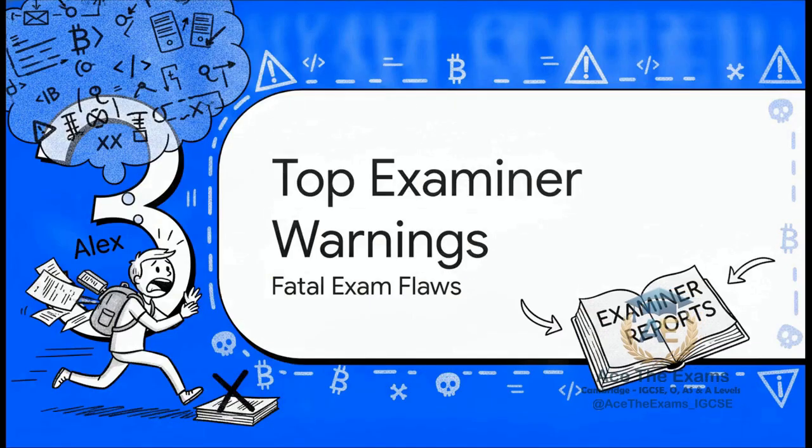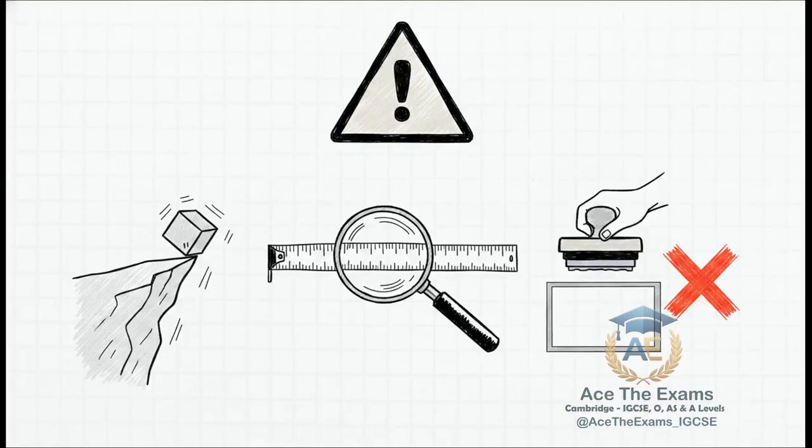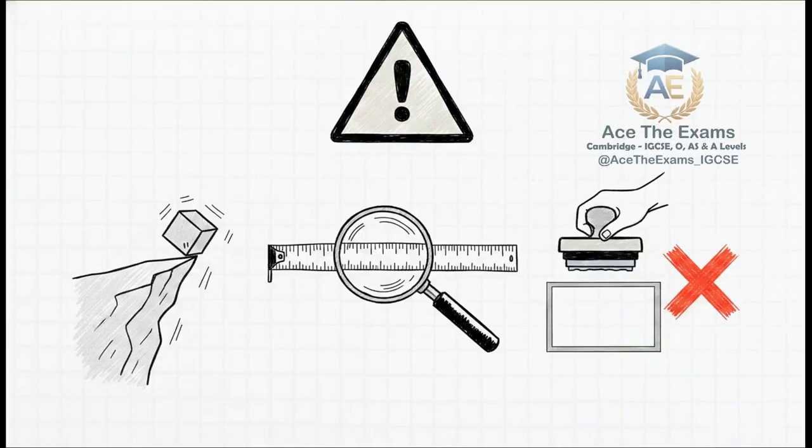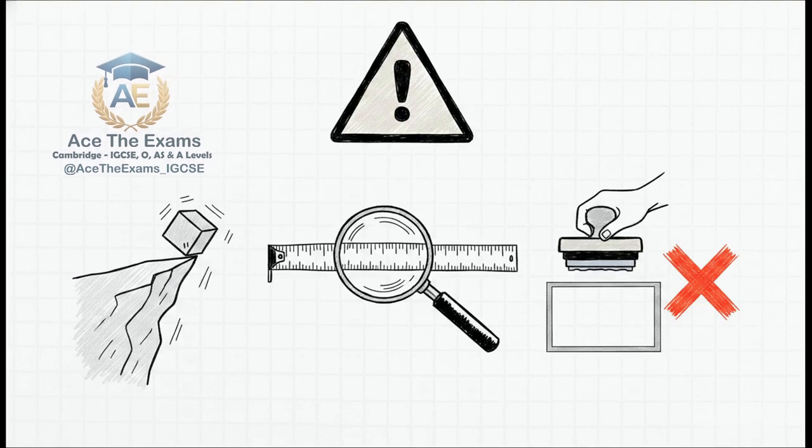All right, moving into Section 3, Top Examiner Warnings. This is where we see exactly what ruins a perfect score. Let's look at the fatal flaws straight from the Principal Examiner reports. The examiners explicitly warn us about these top 3 mistakes.